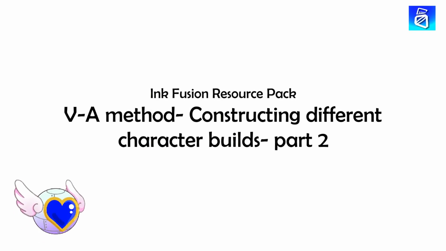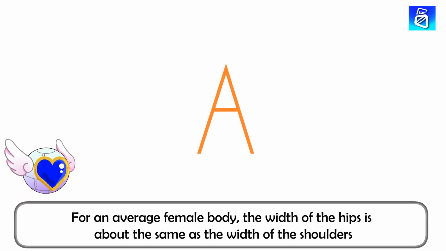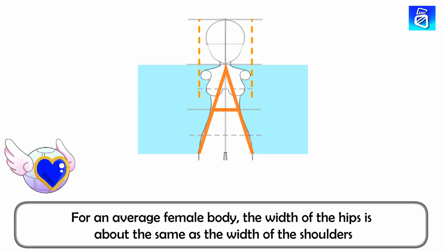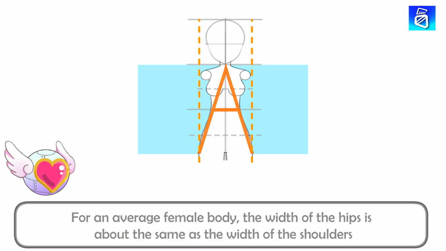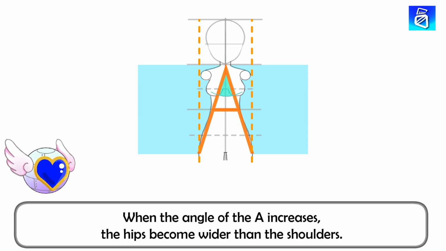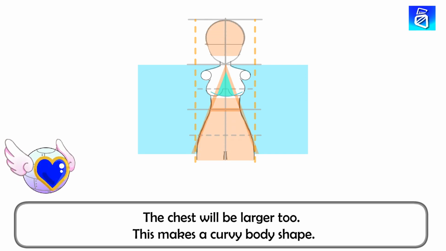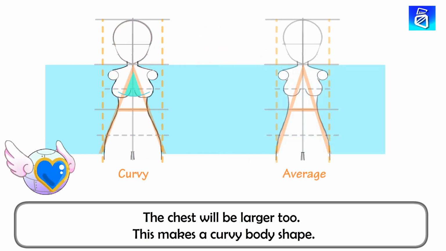Now let us look at the female body. For an average female body, the width of the hips is about the same as the width of the shoulders. When the angle of the A increases, the hips become wider than the shoulders. The chest will tend to be larger too. This makes a curvy body shape.